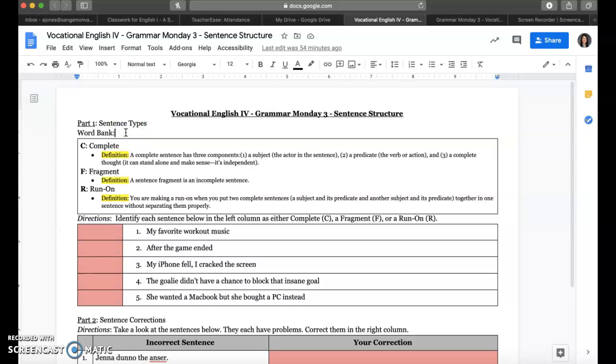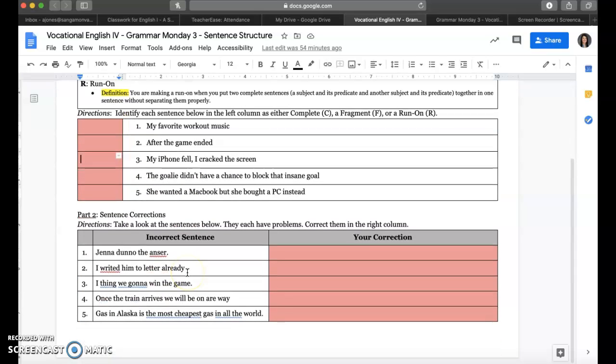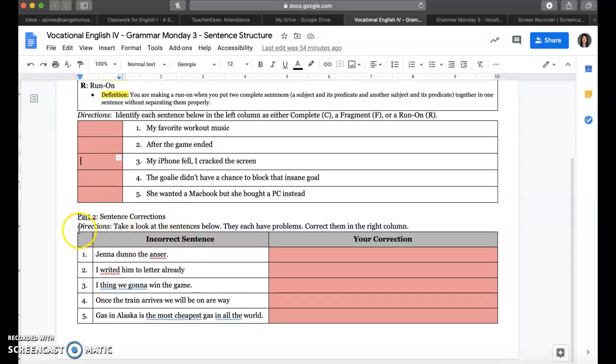Part 1 is sentence types. You are going to read each of these 5 sentences and identify in the left column whether they are a complete sentence, a fragment, or a run-on sentence. Part 2 is sentence corrections. You are going to take a look at these 5 sentences here. They each have a problem, and you are going to correct them in the right column and rewrite them. So you need to rewrite them in the right column.